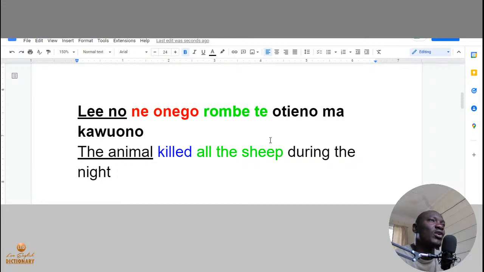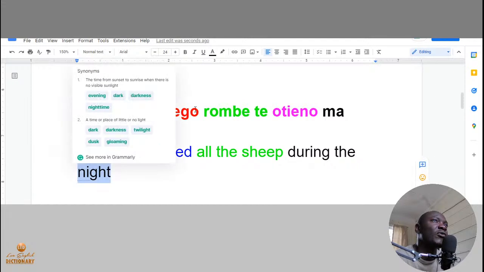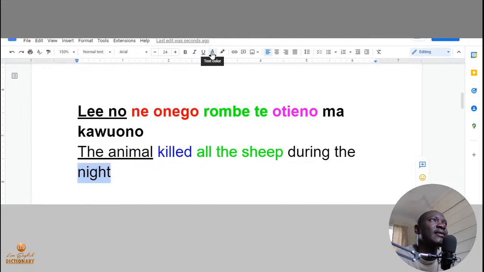Otieno makawuono, during the night. So otieno is night. So tonight, otieno is night, okay? Otieno is night. I hope this makes sense, and now you're able to translate some of the sentences so that you can be able to shine out there when you go out there.